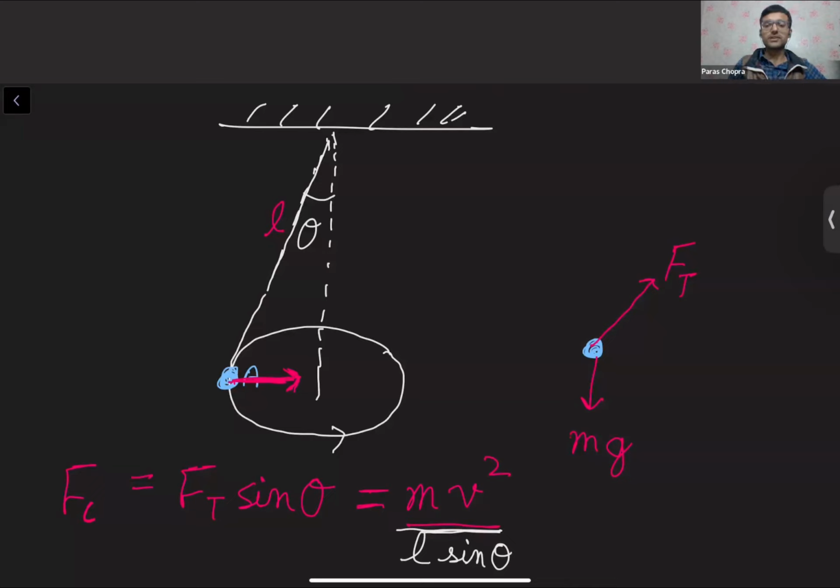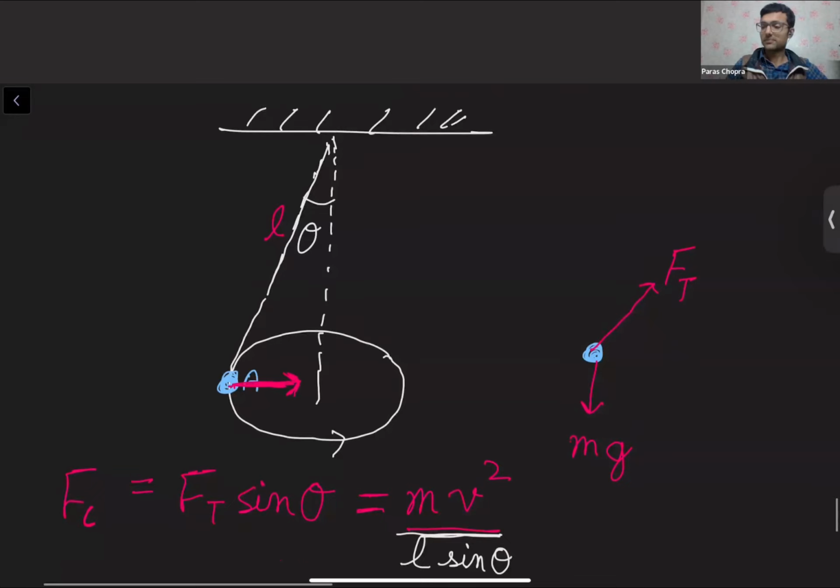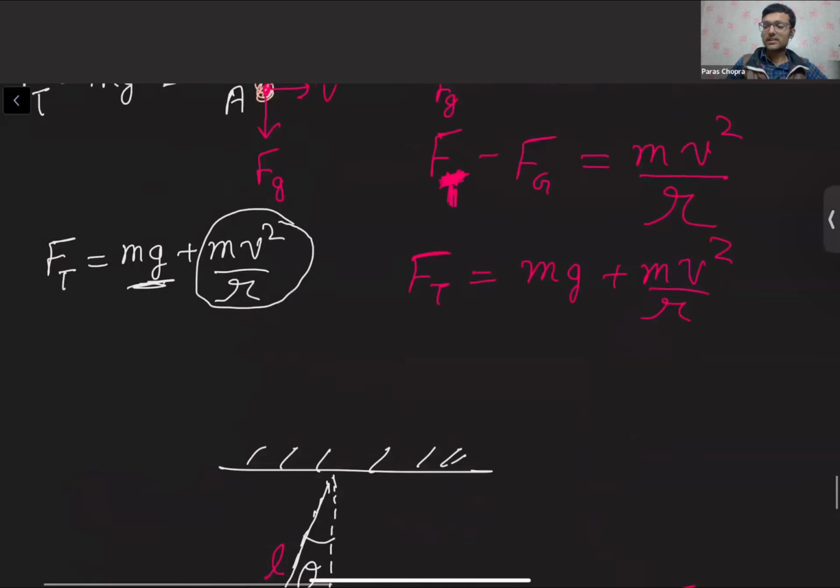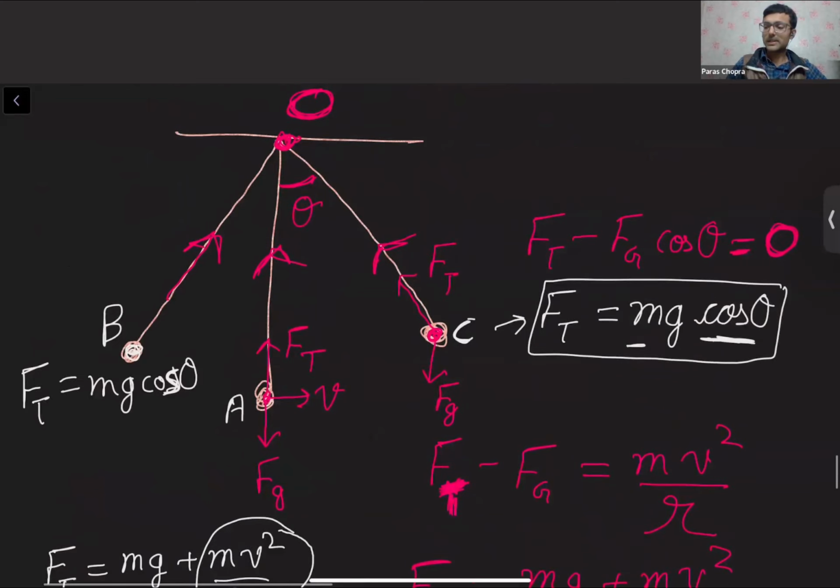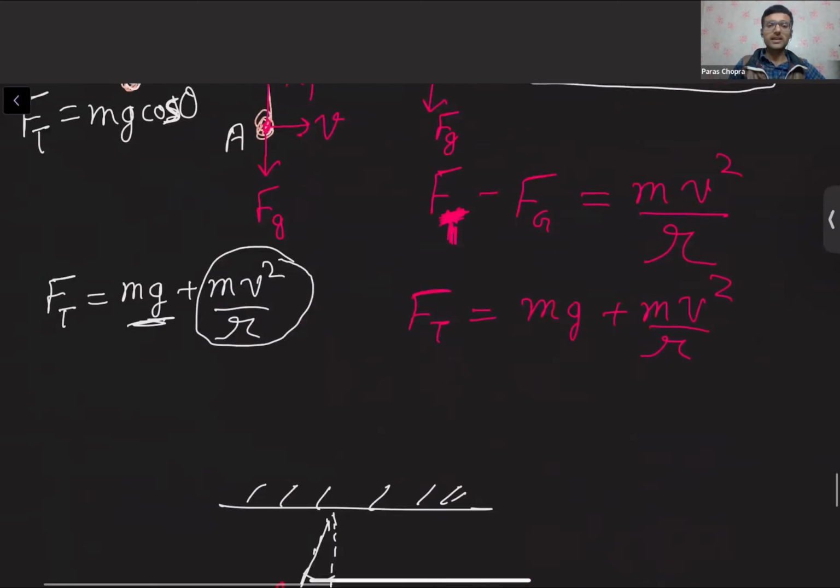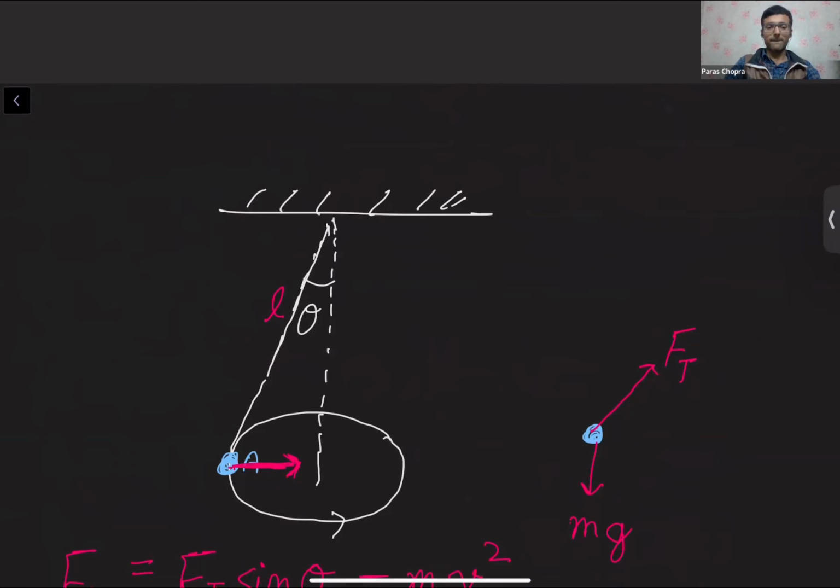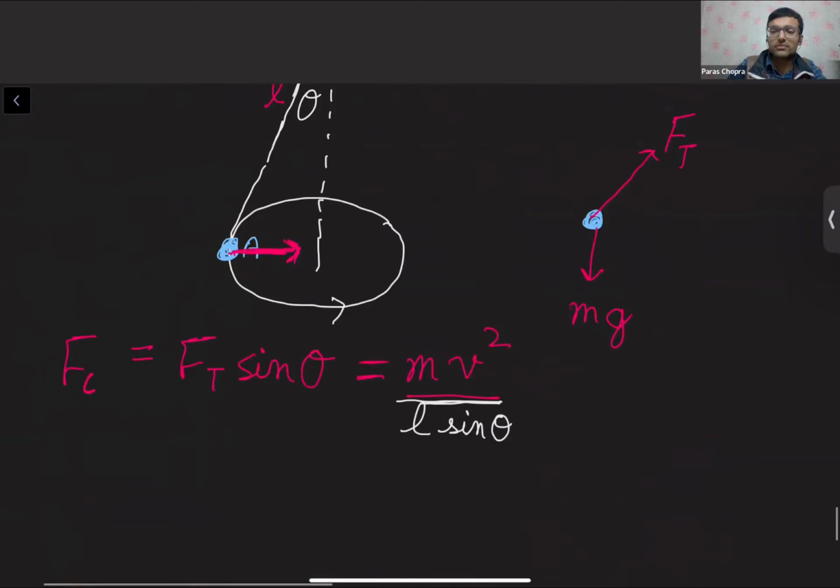And now you can solve the equation. So if velocity is asked, we will take l sin theta to the other side. If force of tension is asked, we will bring sin theta down. Okay. So here the radius of curvature was the length of the pendulum, but here the radius of curvature will be equal to L sin theta. Okay, so that completes all the topics of force.